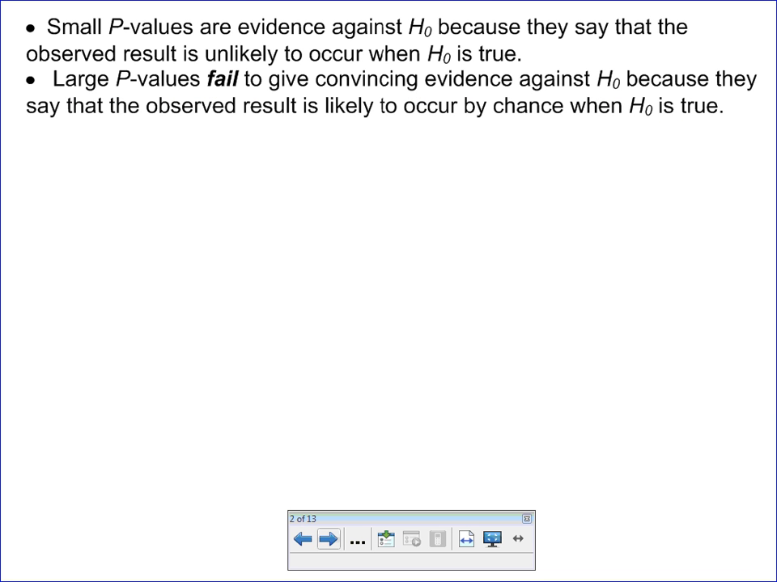Smaller p-values are evidence against the null hypothesis because they say that the observed result is very unlikely to have occurred if the null hypothesis is true. Large p-values fail to give convincing evidence because they say that the observed result is likely to occur if the null hypothesis is true. Remember, we got into this last class. We made an assumption and we looked at the sampling distribution and said how likely was our result if we accept the truth that was in the null hypothesis. And if we get a very low probability, that's a low p-value.